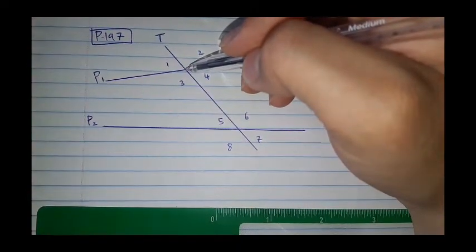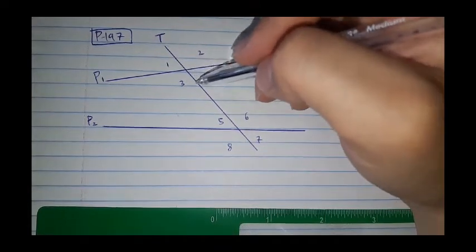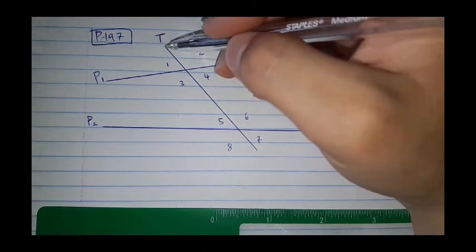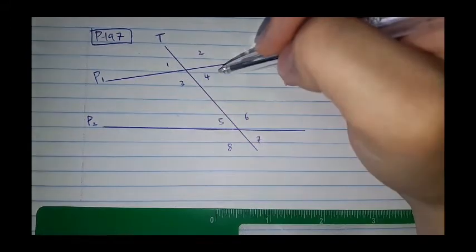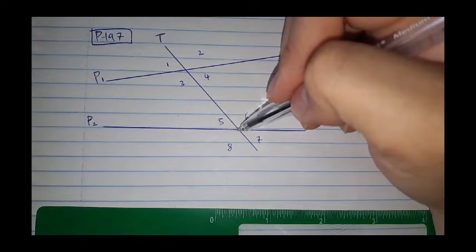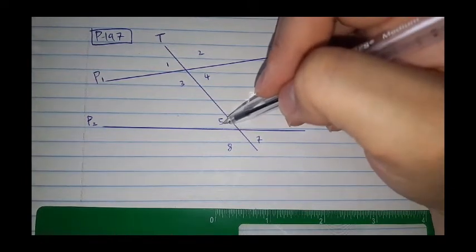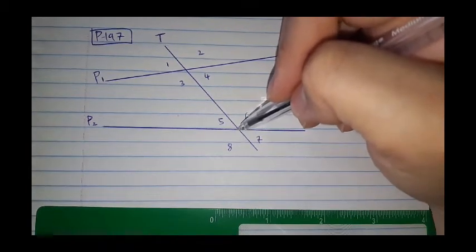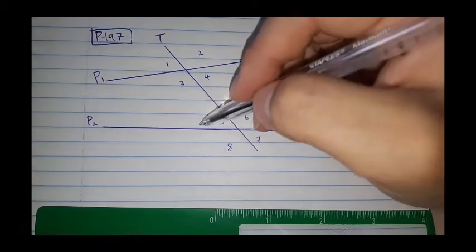There is an intersection point on the top around 1, 2, and 3, 4. And that is created because of line T and line P1. On the other hand, around 5, 6, 7, 8, there's another intersection point, and that intersection point happens because of T line segment and P2, which is located below.